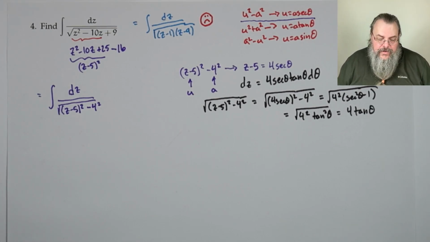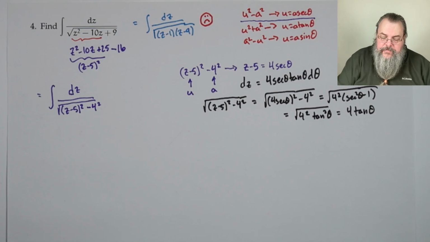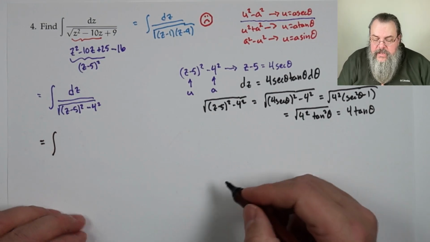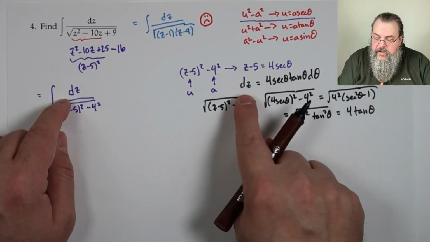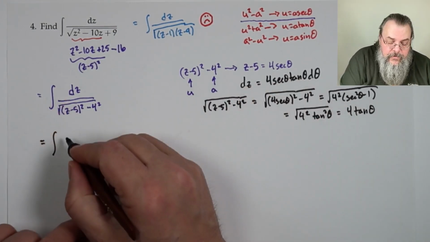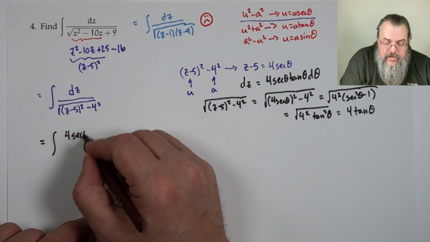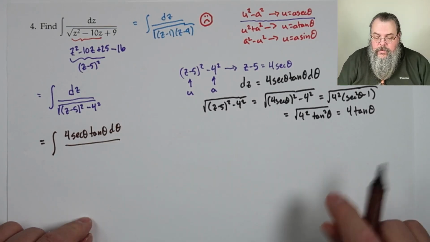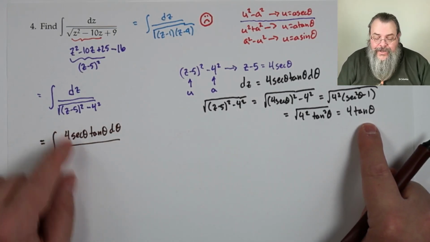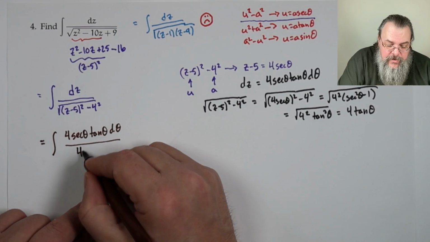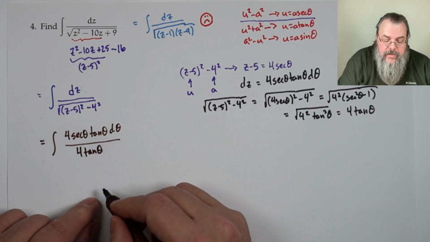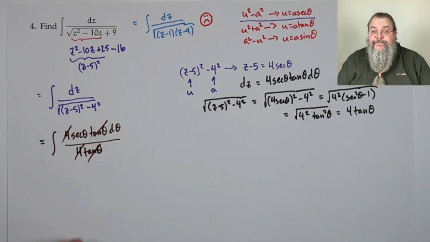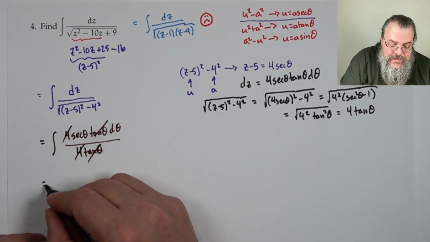All right, so now back to our problem. We are ready to update. So we have the integral. The dz becomes 4 secant tangent, so 4 secant theta tangent theta d theta. Downstairs, we have 4 tangent theta. All right, good. And, well, we can cancel the 4's, and we can cancel the tangents. So this is the integral of secant.